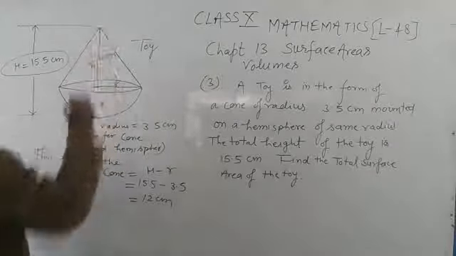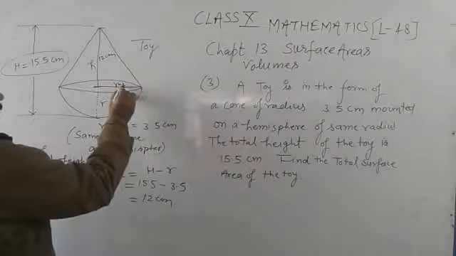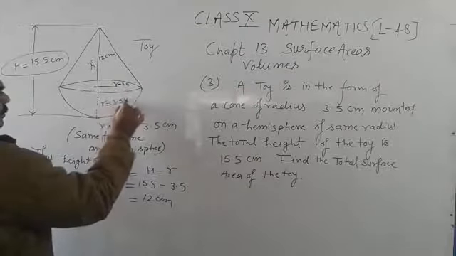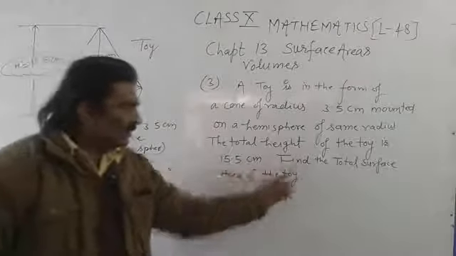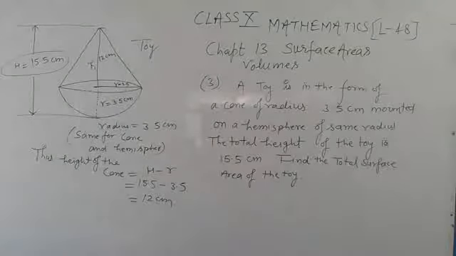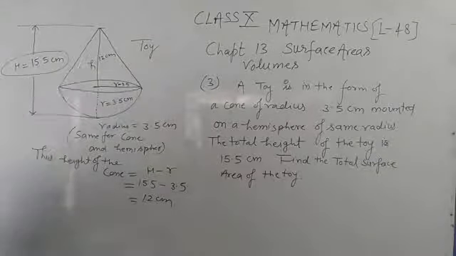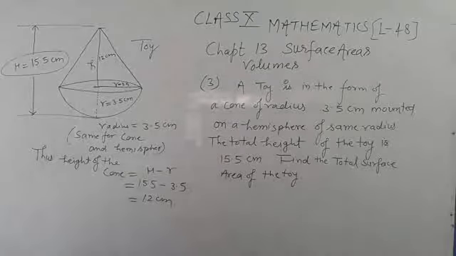Okay. Now we have radius 3.5 centimeter and height of cone is 12 centimeter. Now we have to find the total surface area of the toy. तो स्टूडेंट्स फिलहाल आप इसको नोट करें यहाँ तक. I hope you have written it. So remember, height of cone is 12 centimeter, whereas radius of cone as well as hemisphere is 3.5 centimeter.